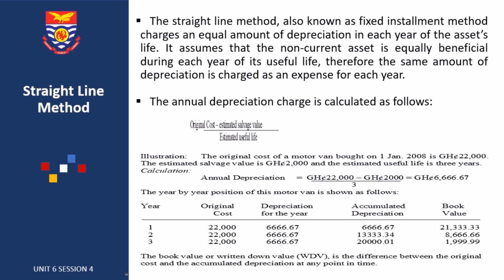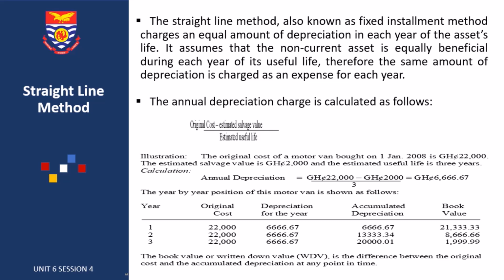And that is 20,001. Now, if we deduct this accumulated depreciation from the original cost, we arrive at the net book value. So we see that the net book value is approximately 2,000. So if we deduct the scrap value, then the asset will be out of our books. So that is the net book value.